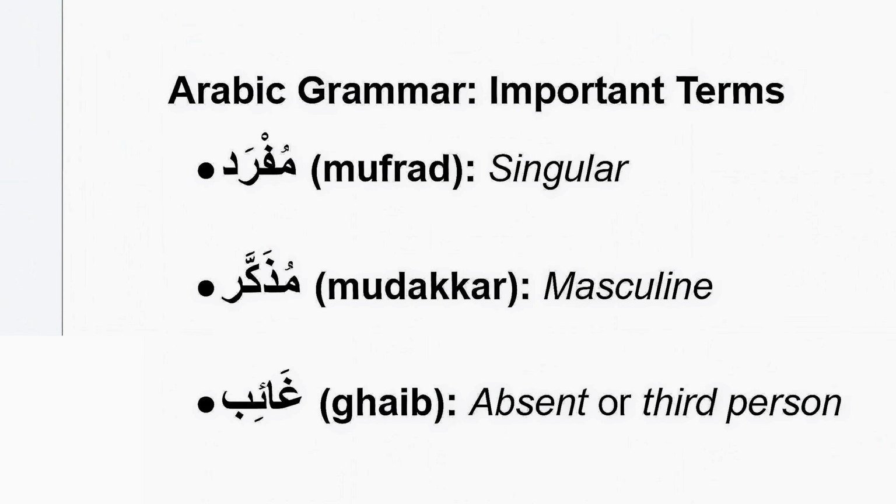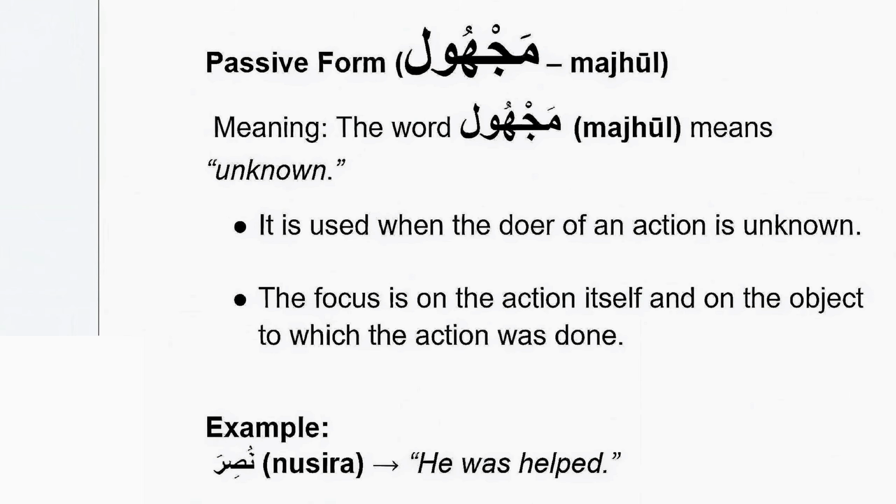Ghaib indicates an absent person. We are talking about a third person. I introduce these terms to understand the linguistic nuances in Arabic more clearly. The passive form, i.e. majhul, as we said, is nusira. He was helped, and the doer is unknown.